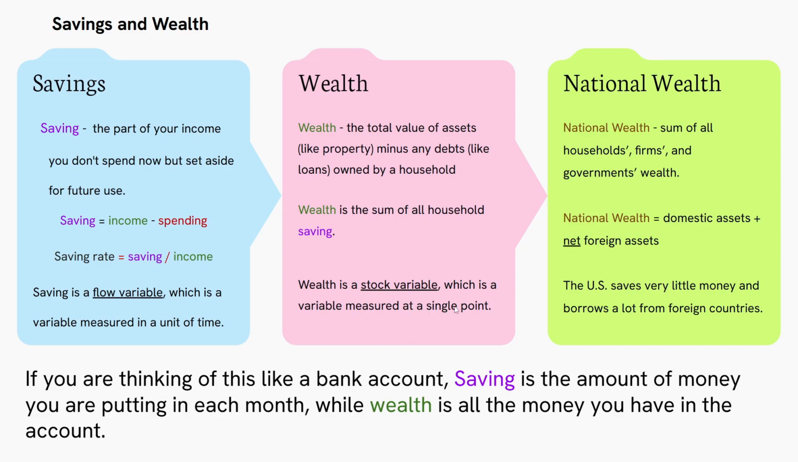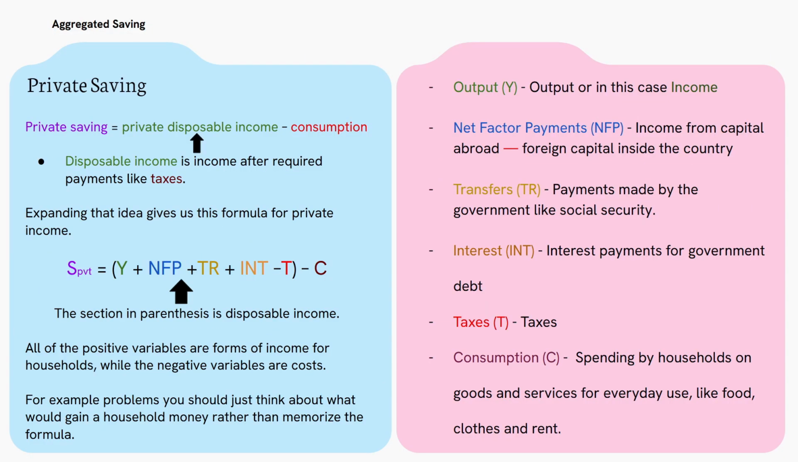And so all of the wealth in a country adds up to its national wealth. So the sum of all households, companies, and the government's wealth is equal to national wealth. So you can also think of this as all of the country's assets domestically plus all of its assets abroad. And the next thing we're going to talk about is private savings. And I know that this slide looks very complicated. There's a lot going on here, but I promise it is easier to understand when we break it down.